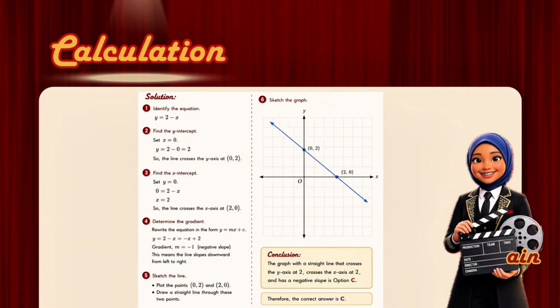Okay, so this is for manual calculation. This slide shows the step-by-step calculation for sketching the graph manually. First we identify that this is a linear equation, so the graph will be a straight line. Next we find the y-intercept by setting x equal to 0. Substituting in the equation, we get y equal to 2. Then we find the x-intercept by setting y equal to 0. Substituting again, we get x equal to 2. Therefore, the graph crosses the x-axis at (2, 0).